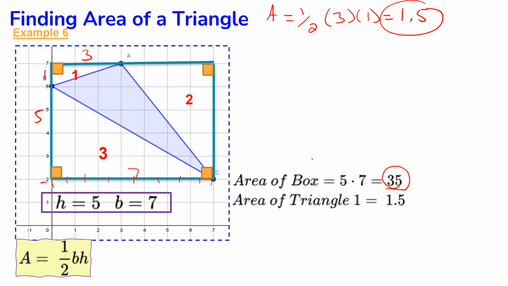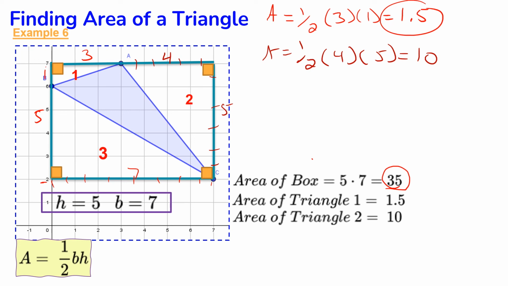All right. So now let's find the area of triangle 2. Base is 4. My height is 5, because I'm just counting the boxes. 1, 2, 3, 4. Height is 1, 2, 3, 4, 5. Height is 5. So area equals 1/2, base is 4, height is 5. So that is going to give me 10. So 1/2 times 4 is 2. 2 times 5 is 10. So the area of triangle 2 is 10.